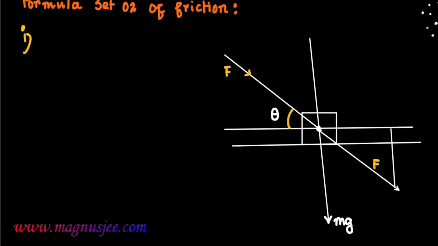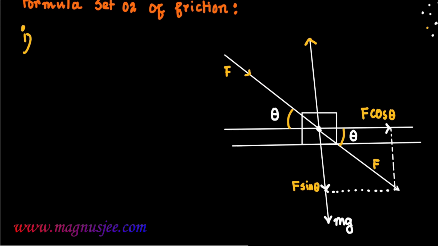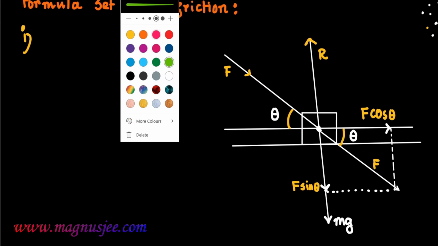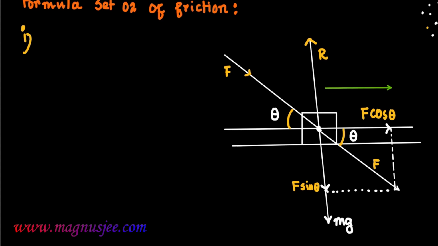We can draw a perpendicular from this point on the horizontal line so that we can find the rectangular component of this pushing force. This component will be F cos theta, and this angle will be again theta because it is a vertically opposite angle. We can draw another perpendicular on the vertical axis and we get another rectangular component of the pushing force, F sin theta. In vertically upward direction, normal reaction R acts.